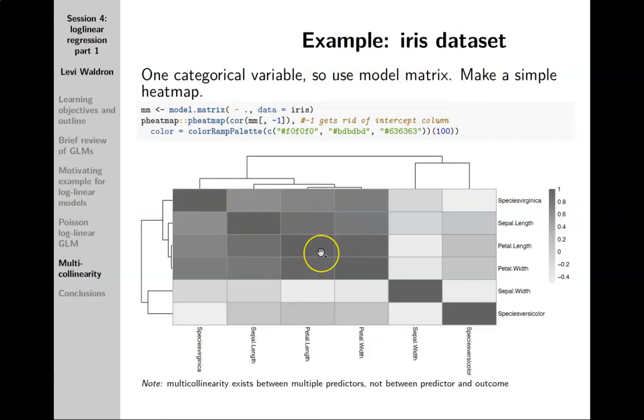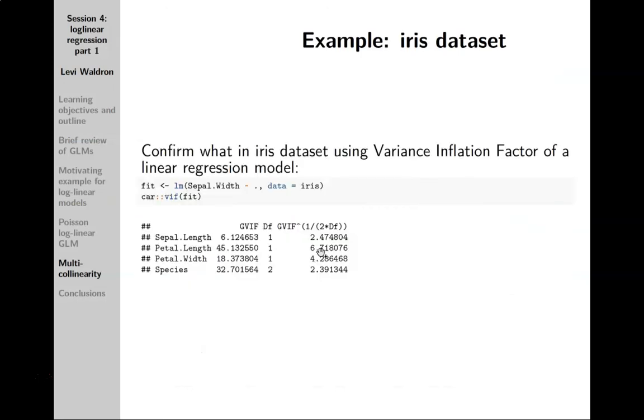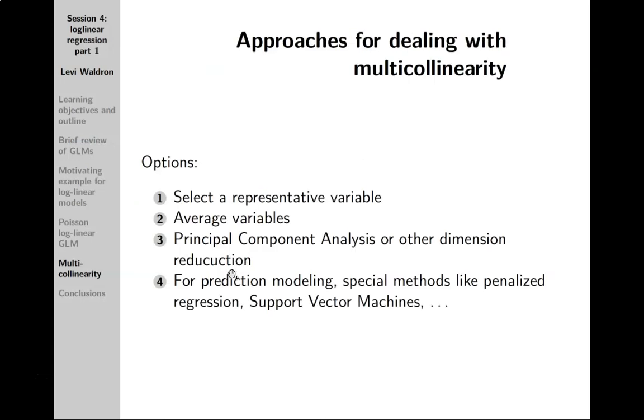So it makes sense that petal length has a high variance inflation factor, and then species is pretty high as well, if we were actually using it as a predictor as well. We saw it was also highly collinear with petal length.